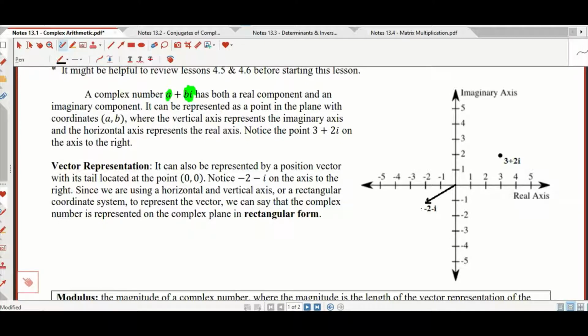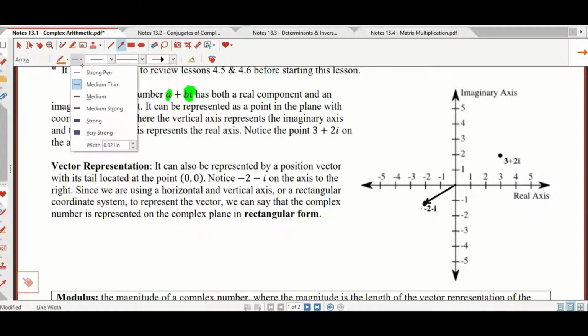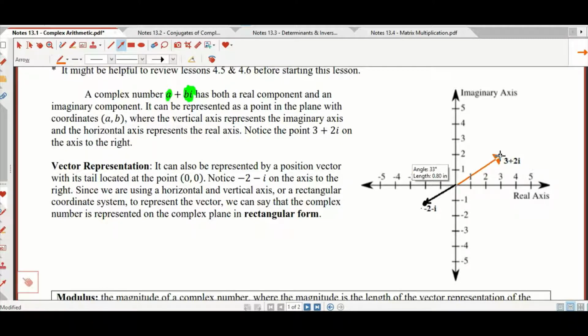So if you were going to represent negative 2 minus i as a point, you would just put a point at (negative 2, negative 1). And to represent 3 plus 2i as a vector, you would simply draw said vector centered at the origin and pointing at 3 plus 2i. Cool? Cool.